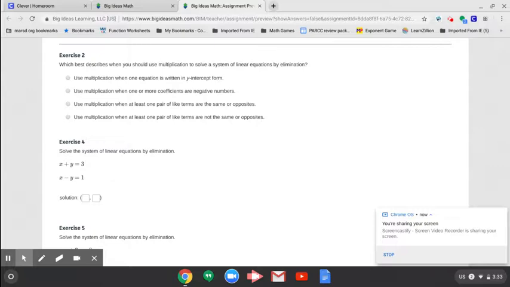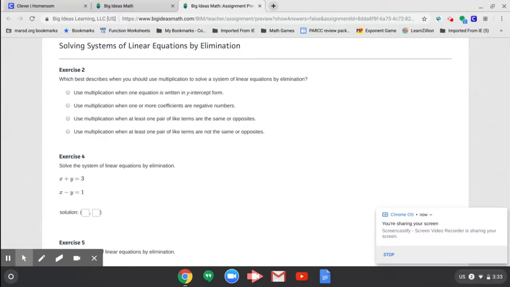Good morning. Today is Thursday, and we're going to solve systems of linear equations using the elimination method today. We're going to use addition when we have opposite signs. We are going to use subtraction when we have the same sign. And we're going to use multiplication when at least one pair of like terms are not the same or opposite.